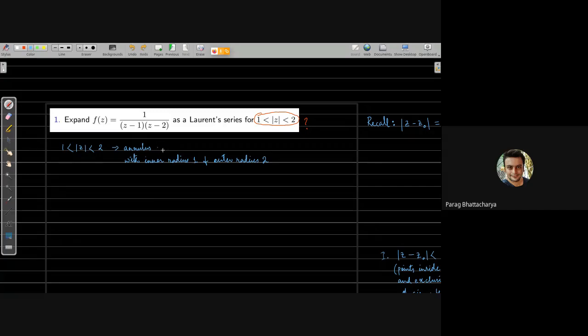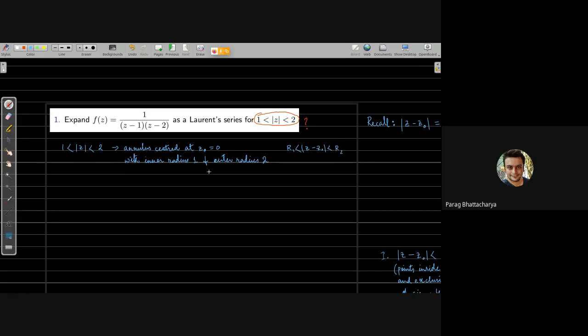Where is it centered? Where is the center of this annulus? Zero, z not equal to 0. Whenever you're in doubt, just remember this one. Just compare it with this formula: R1 less than |z minus z naught| less than R2. Just compare it. So the inner radius is R1 and the outer radius is R2, and z minus z naught.